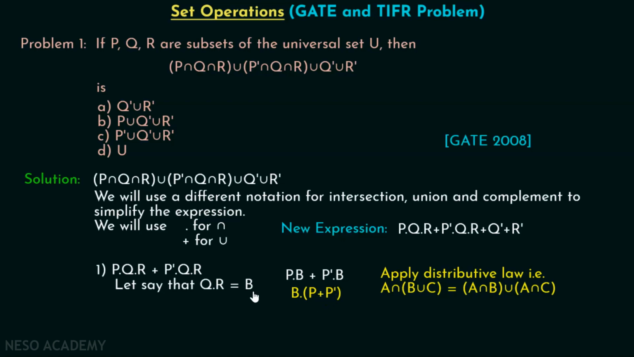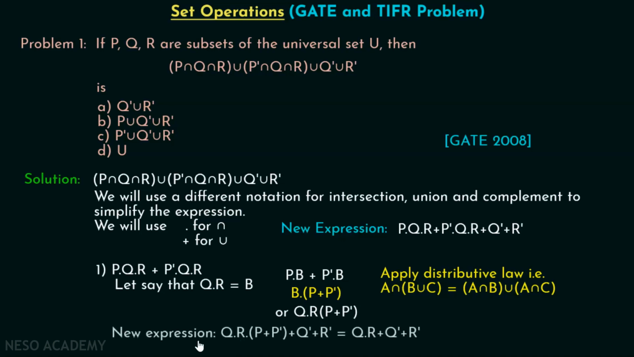Let's replace this B by Q dot R, and this is how it looks: Q dot R dot P plus P complement, right? After replacing P dot Q dot R plus P complement dot Q dot R by Q dot R dot P plus P complement, the new expression looks like this: Q dot R dot P plus P complement plus Q complement plus R complement. After this, we know that P plus P complement is true, or a tautology. So here we can replace this by Q dot R, right? So this is how it looks: Q dot R plus Q complement plus R complement. This is what we are left with.